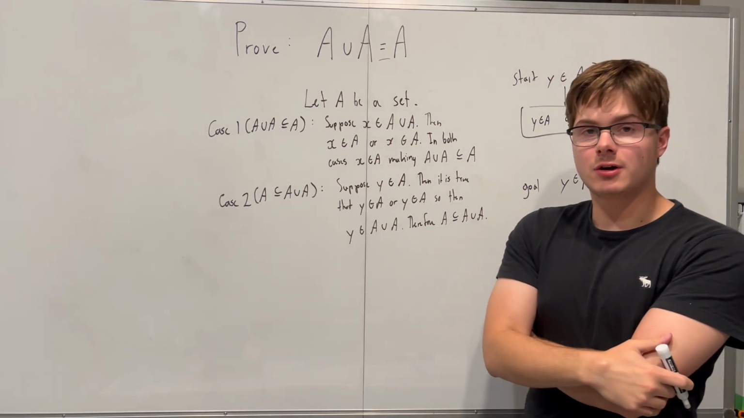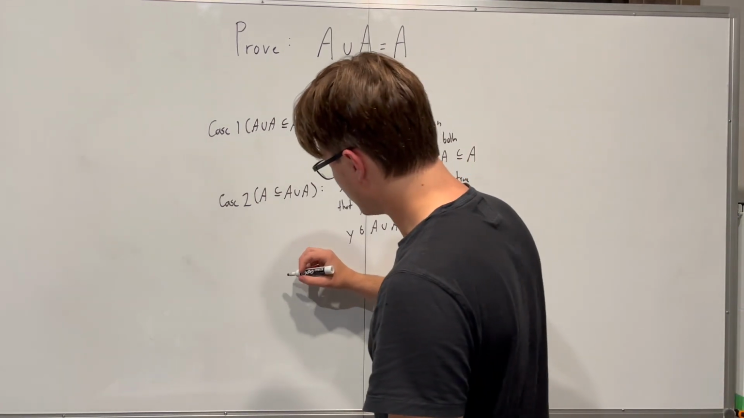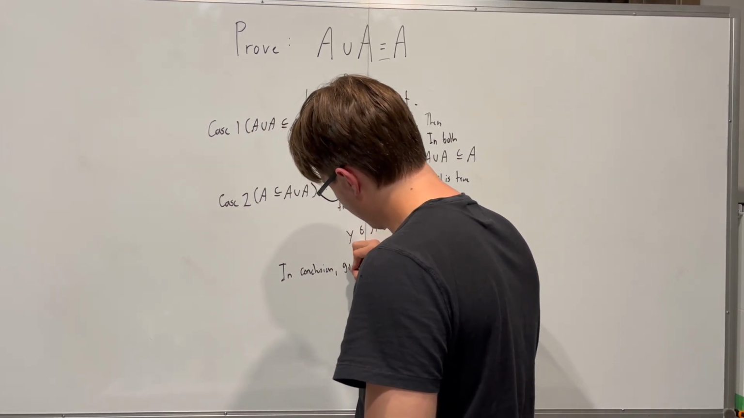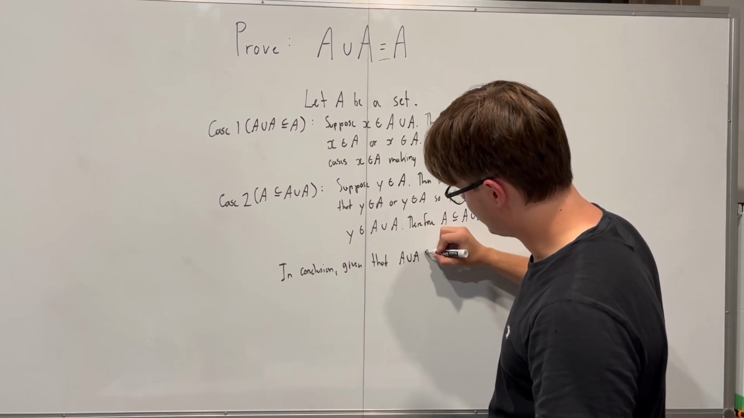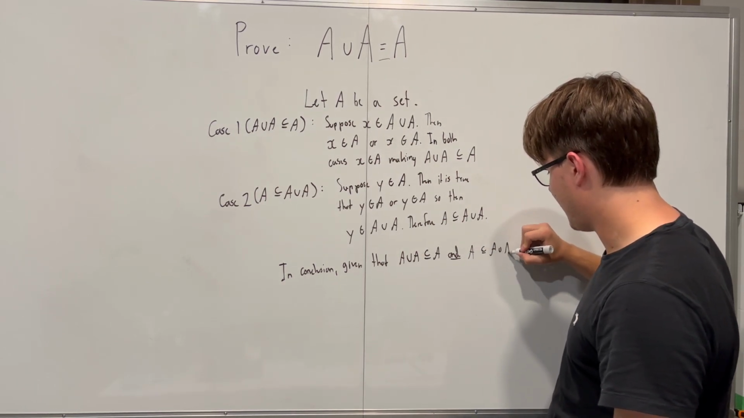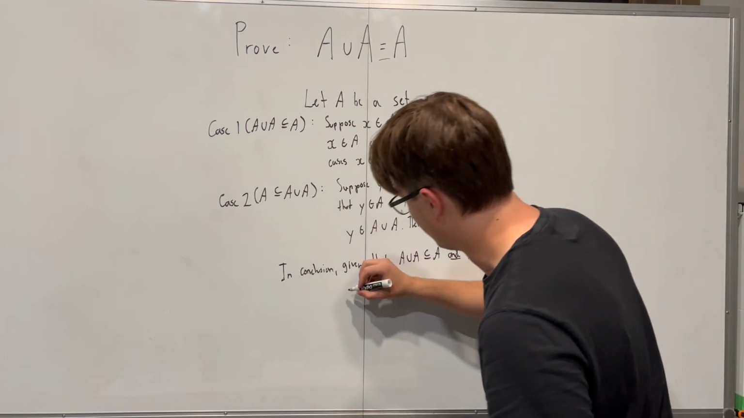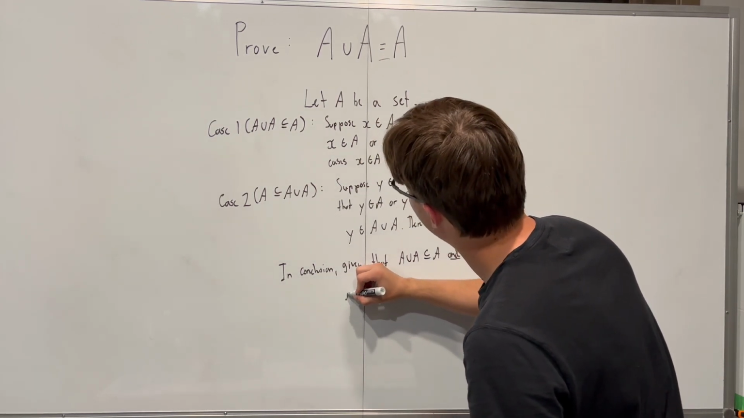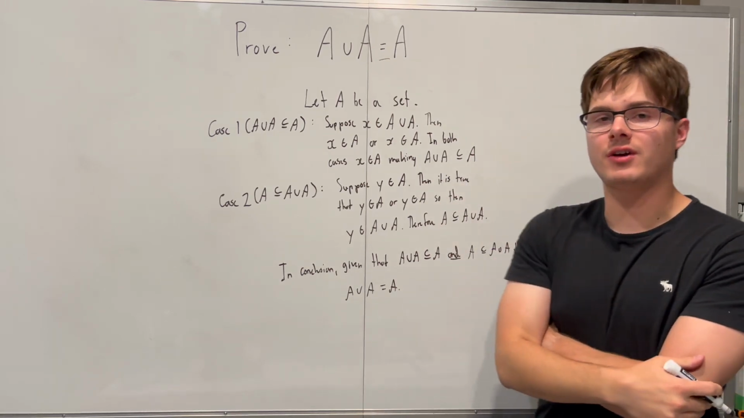Fantastic. So we've proven our two cases. All that's really left is to write our conclusion. So we can say, in conclusion, given that A union A is a subset of A and A is a subset of A union A, I'll just put a comma down. Given that this is true, then, comma, A union A is equal to A. There we go. We have proven that this is in fact going to be true.